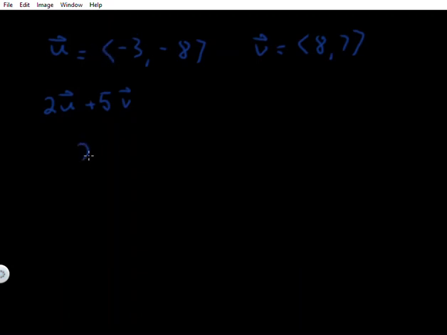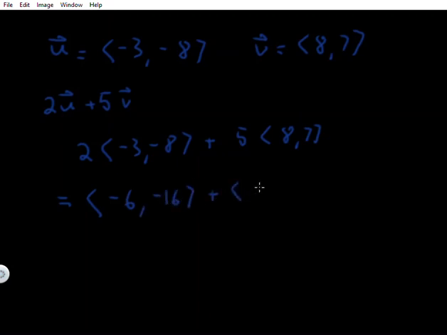So that would be 2 times (-3, -8) plus 5 times (8, 7). All I'm doing is just sticking a scalar multiple of 5 over here, and a scalar multiple of 2 over here. So this would, of course, give you (-6, -16) plus (40, 35). All I'm doing is just multiplying the insides by the scalar on the outside. (-6, -16), (40, 35).